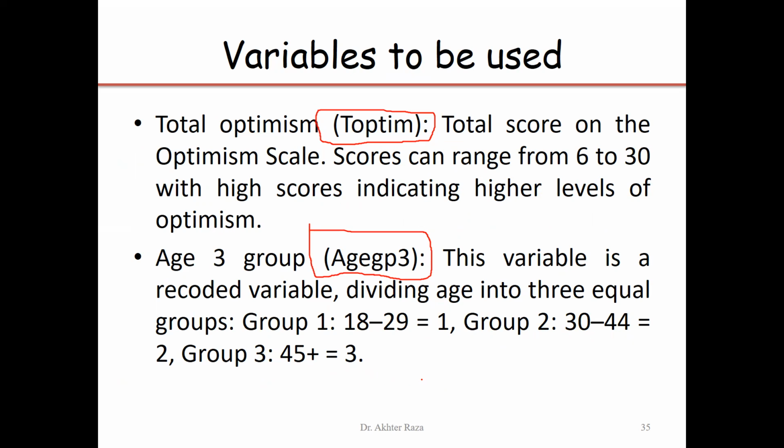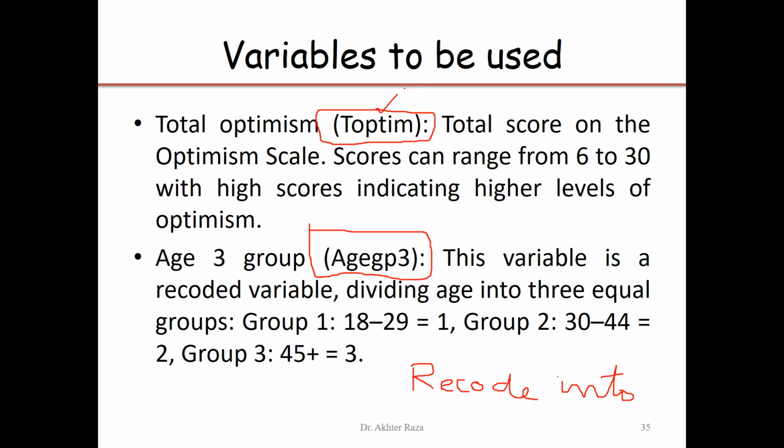You can use the recode into different variable option, or recode into new variable. This option in SPSS is available to make this type of grouping. A quantitative variable can be converted into groups, which is also known as binning. Grouping or binning, we can use these two terms.